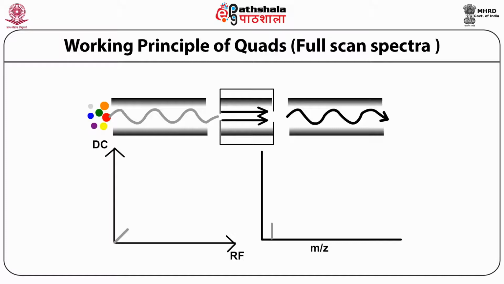In quadrupole 3, what we see here is that it is just getting formed because all of them are getting fragmented completely. In this method, quadrupole 3 is kept at full scan. Basically, it will be running across all molecular weights to look for the fragments of its parent ion, which is coming through quadrupole 1.